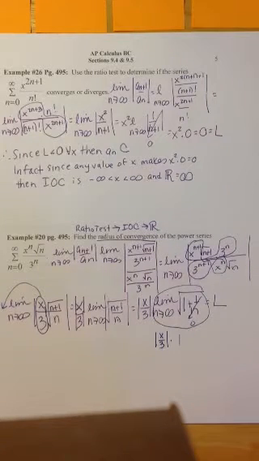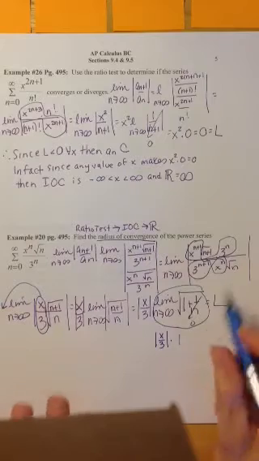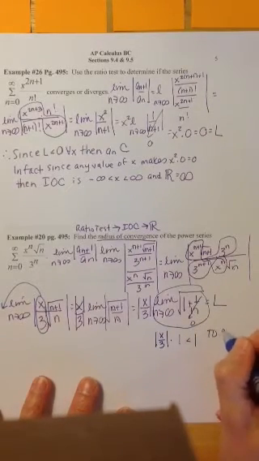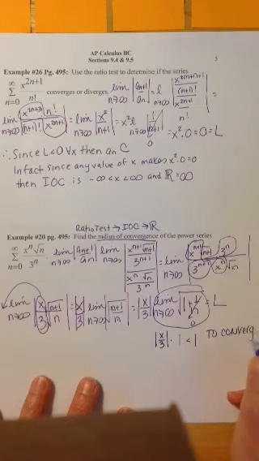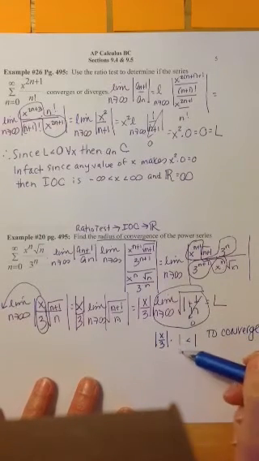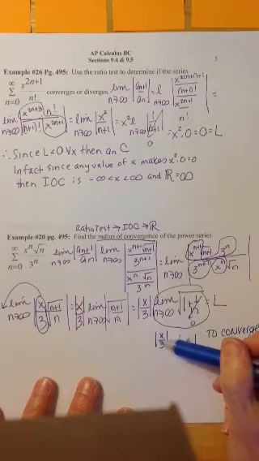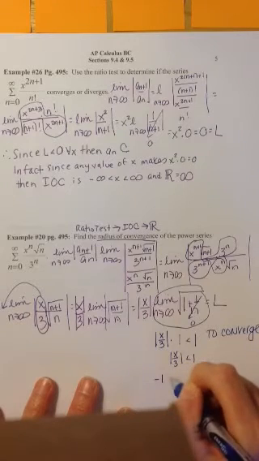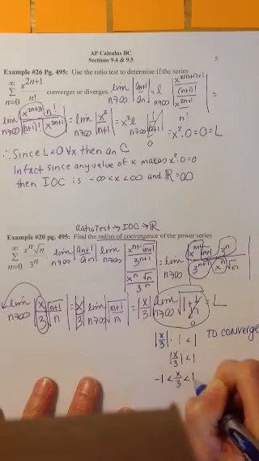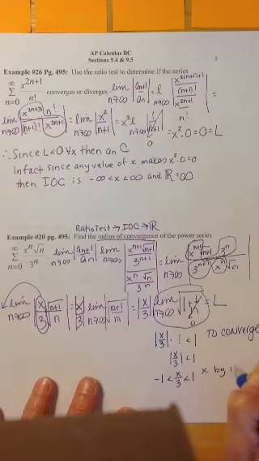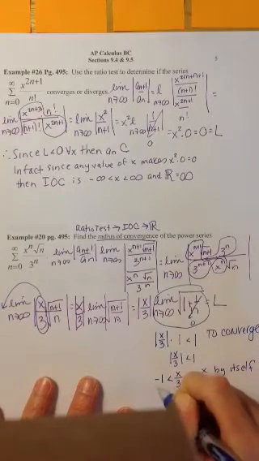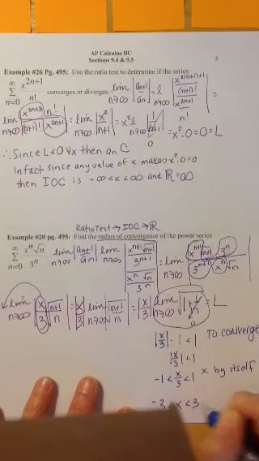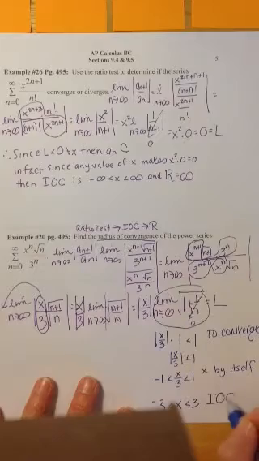Now, in order for us to converge, we always want this to be less than 1. So we're going to solve this inequality. So this times this is 1. And then we can remove the absolute value signs by doing this. Now we get x by itself, which would require us to multiply both sides by 3. So negative 3 less than x less than 3 is our IOC, our interval of convergence.